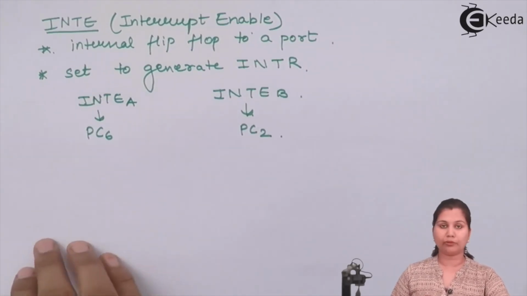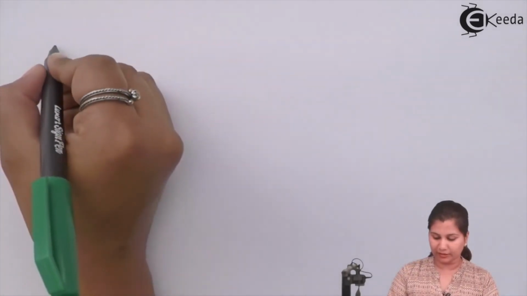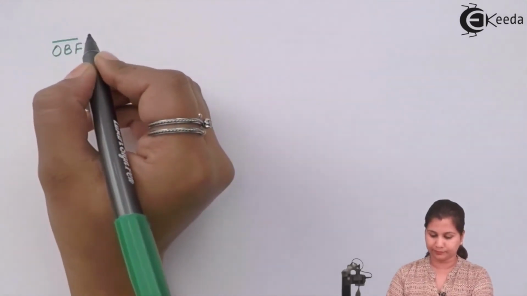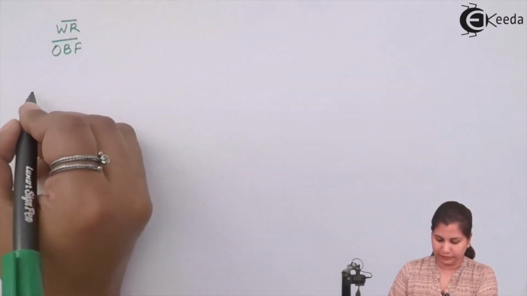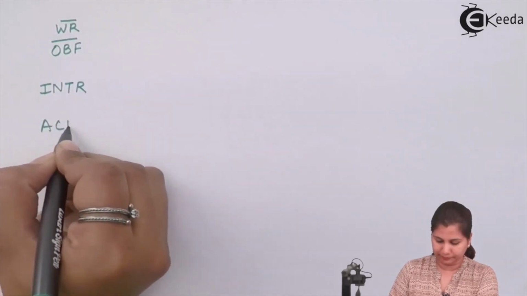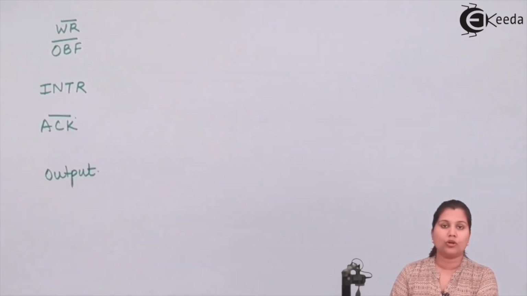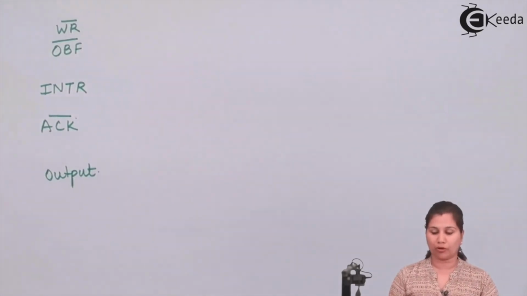Now again let's come to the timing diagram of these signals. So the first signal we will have is the OBF. Then the write signal is there, and INTR. So these signals will work. This is the timing diagram for mode 1 output operation.